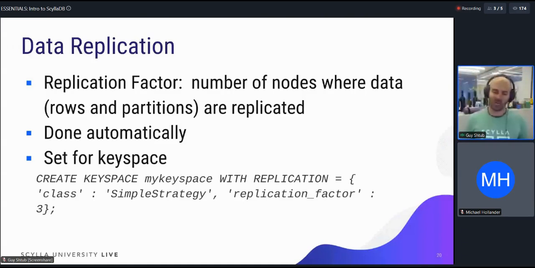And it's easy to understand that if you have a higher replication factor, you're going to have more redundancy, and your data is going to be, you could say, safer. So that goes together with high availability. But the trade-off, of course, is that you're going to need more hardware and more disk storage because you're going to keep more copies of your data.